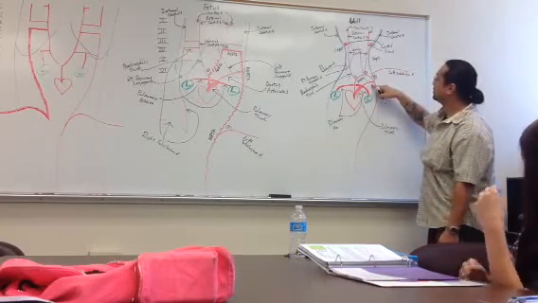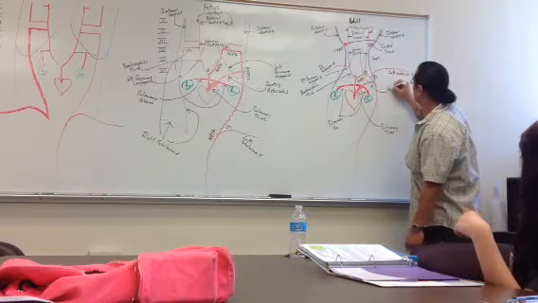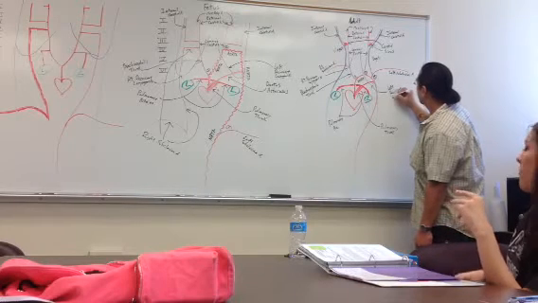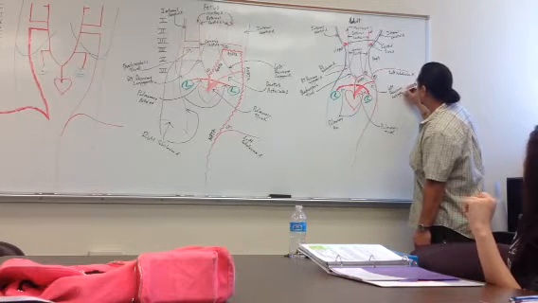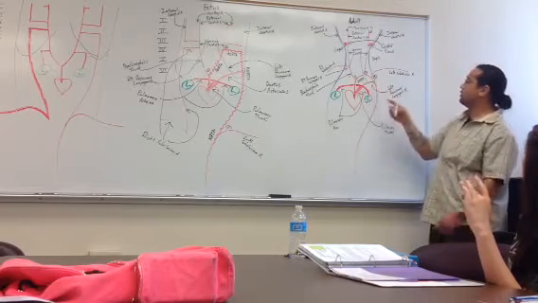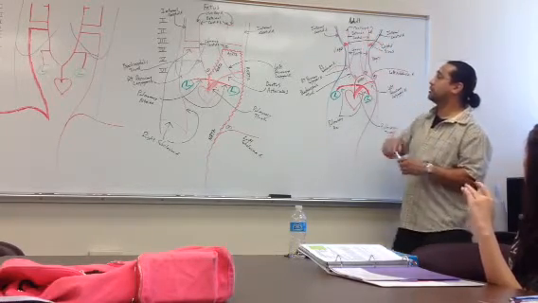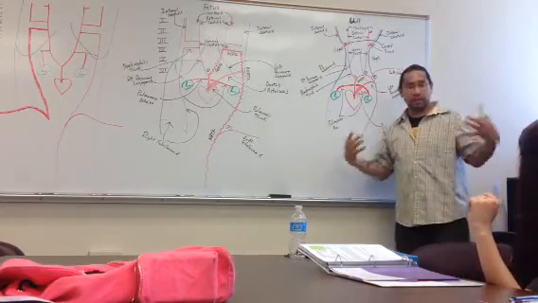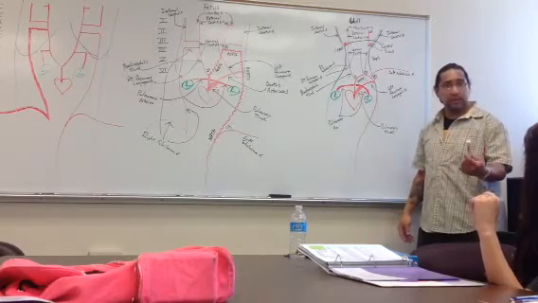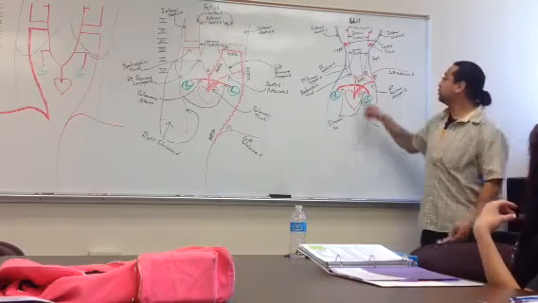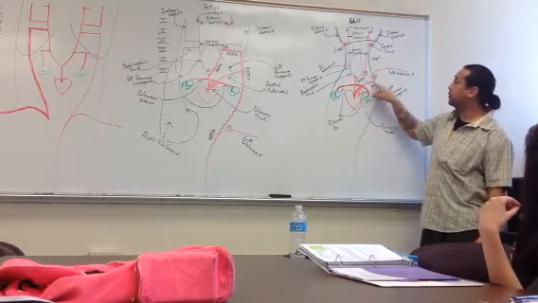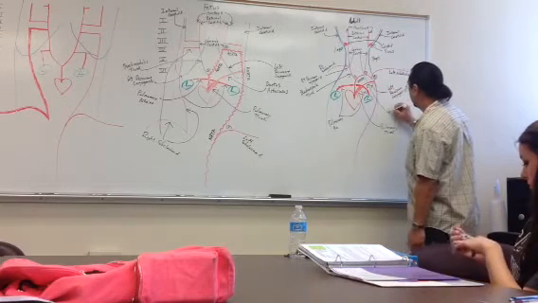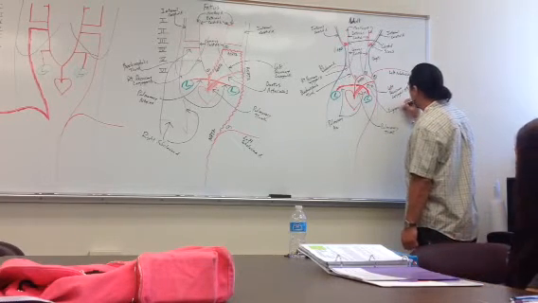What's this? Left recurrent laryngeal. And then the left recurrent laryngeal in the adult. So in the fetus, what was it hooking around? Ductus arteriosus. But when you are born, your lungs expand, you're no longer relying on the placenta, so your lungs are fully functional, and you no longer need to send blood from your pulmonary trunk to your aorta. So this closes off, and what does it now become? Ligamentum arteriosum.